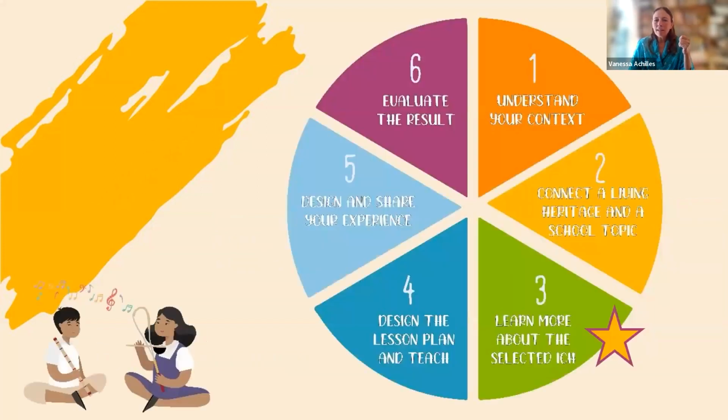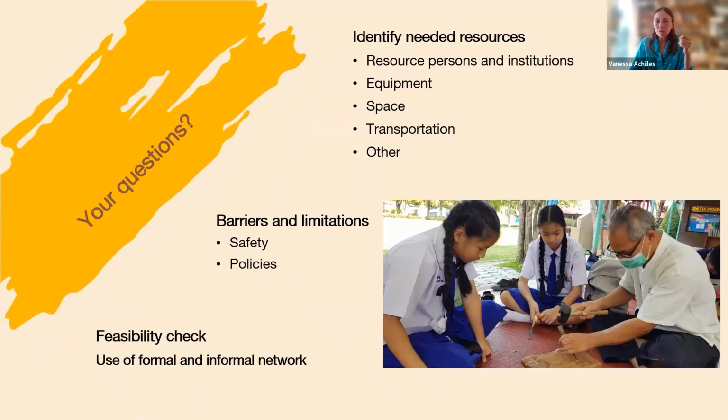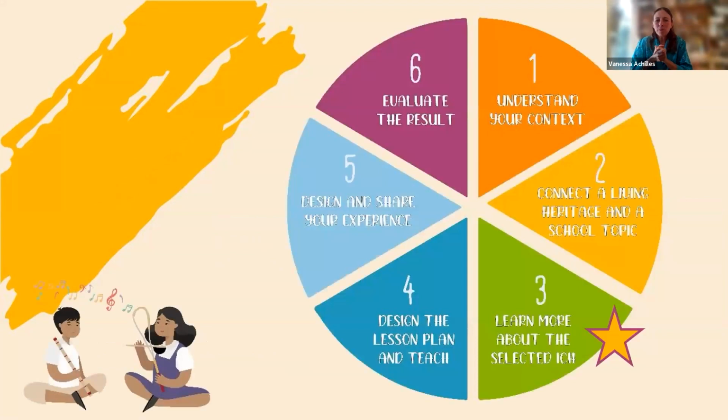But then at that stage, you should have an idea of what kind of living heritage you will use in which type of activity and lesson. Which brings us to step 3, which is to learn more about the selected element.